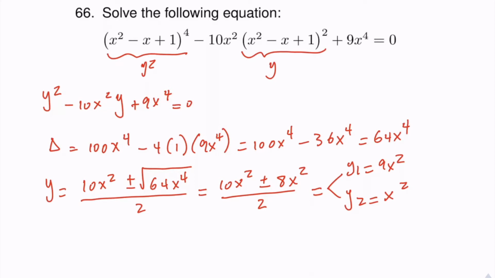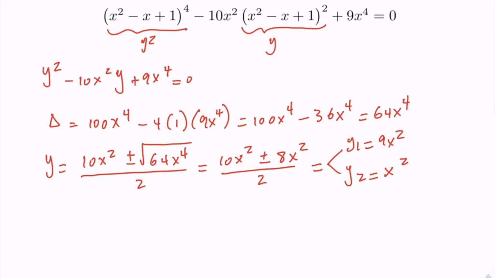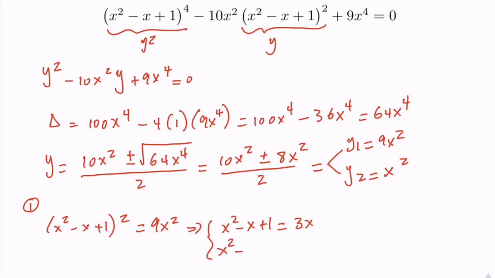Now, we know what y was, so we can assign the value of y to y, and then we solve the equation that will result from there. So y is x squared minus x plus 1 squared. So x squared minus x plus 1 squared, and this is case 1, is 9x squared. Therefore, we will have x squared minus x plus 1 equals 3x, or we will have x squared minus x plus 1 is minus 3x.